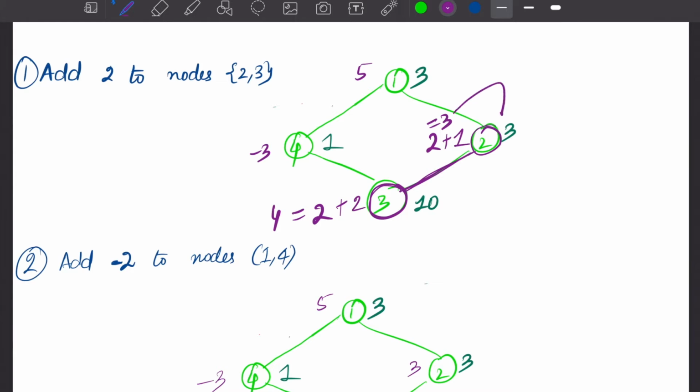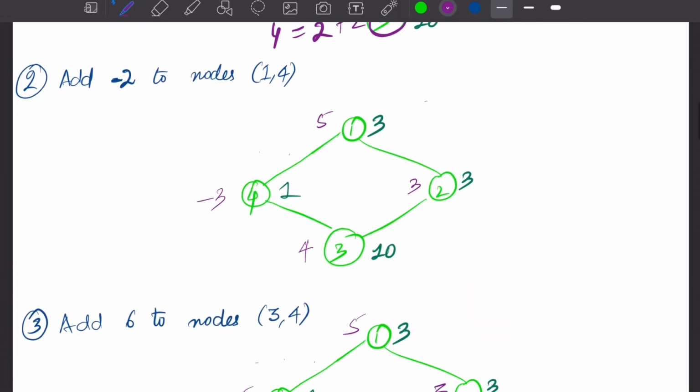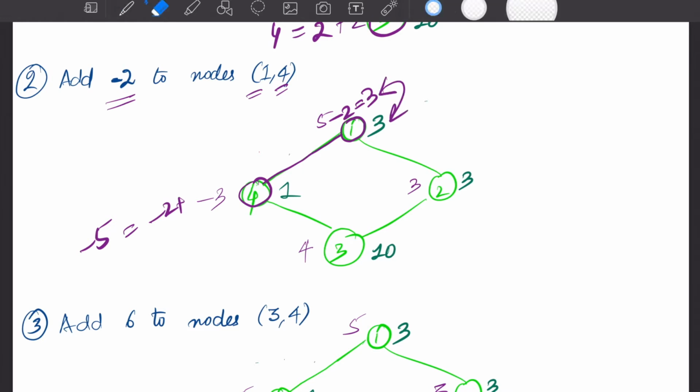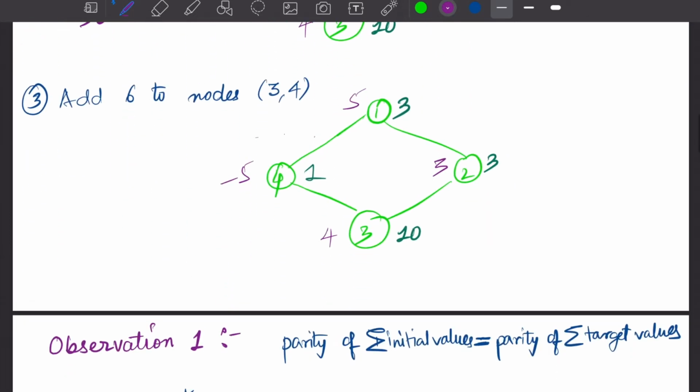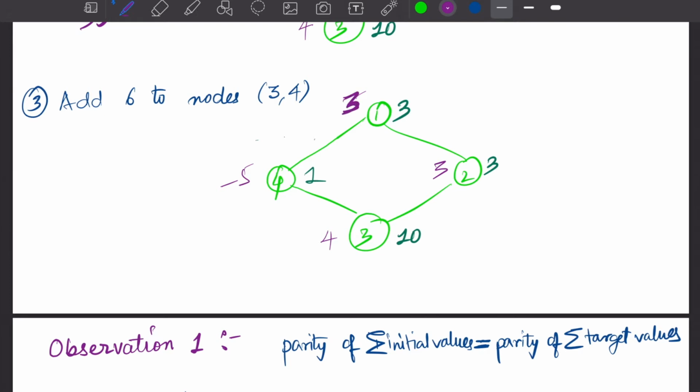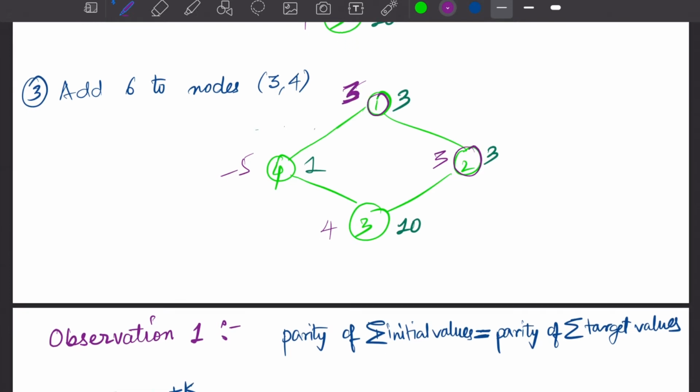Check that vertex 2 has already reached its target value, correct? Next, move ahead. Now I add minus 2 to the vertices 1 and 4. So this was vertex 1 which was connected to vertex 4, and I add minus 2 to them. So I add a minus 2 here, so it becomes 3, and I add a minus 2 here, so it becomes minus 5. Note that vertex 1 has also reached its target. This 3 is equal to 3. Next I move ahead. So this will be a 3 now, and vertex 1 and vertex 2 have already reached their targets.